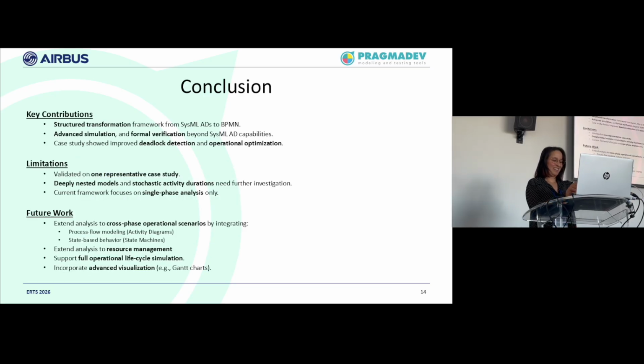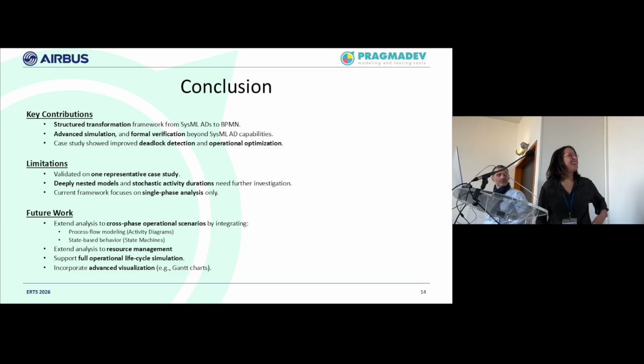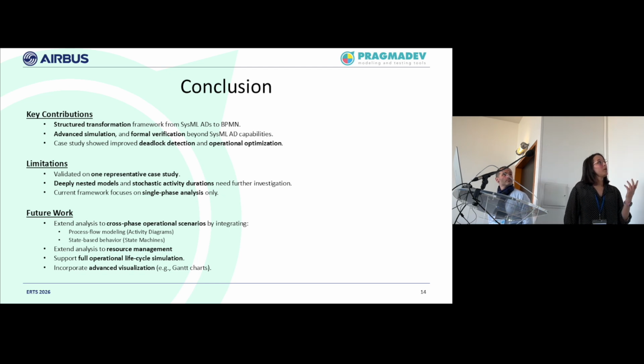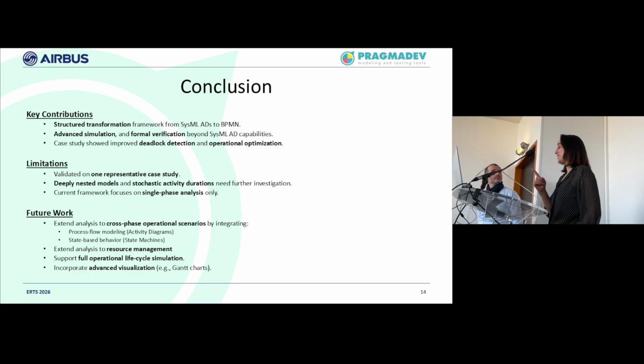So I think we are on time to conclude. We can say that we have successfully obtained a structured transformation framework from SysML activity diagrams to BPMN models. We had advanced simulation with formal verification of our models through deadlock detection. However, we still have some limitations within this exploration. It is valid on one representative case study, which is the turnaround operation.